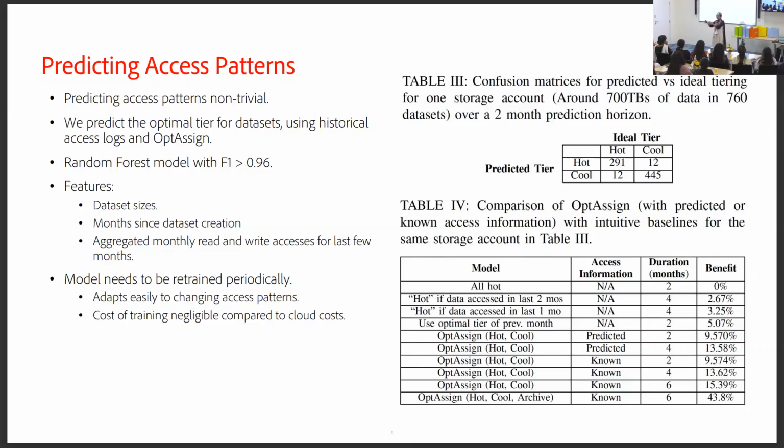And we used that as training data to train our random forest model, validated it on the next 2 months data, and then using that as the signal for the next 2 months data, which was the test data, we evaluated the performance. The features that we used were size of the data, months since creation, aggregated accesses, and so on. But the point is, using this model, we were able to achieve a very good prediction accuracy, as you can see from these confusion matrices, and we were able to come up with pretty large savings, even when the data is unseen.